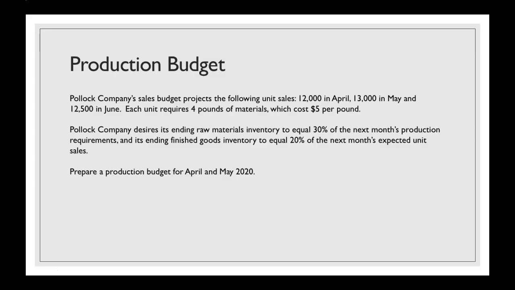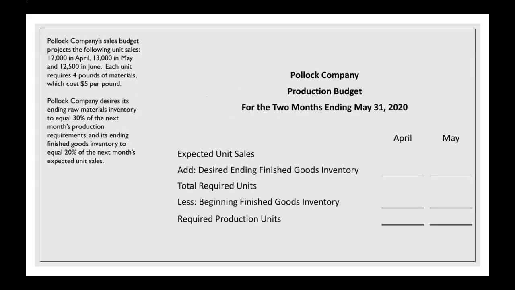So there's some information in here that will be useful and some that we can disregard. But we'll keep all of that information over on the left side as we fill out our production budget. Your production budget will start off with expected unit sales. Then we add in our desired ending finished goods inventory. That will give us our total required units. Then we subtract out our beginning finished goods inventory to find our required production units.